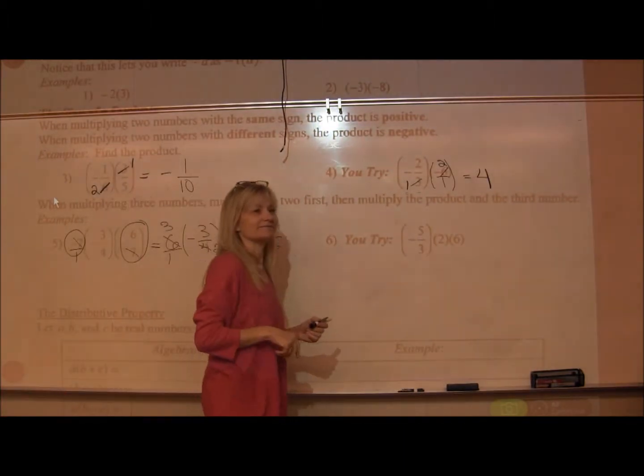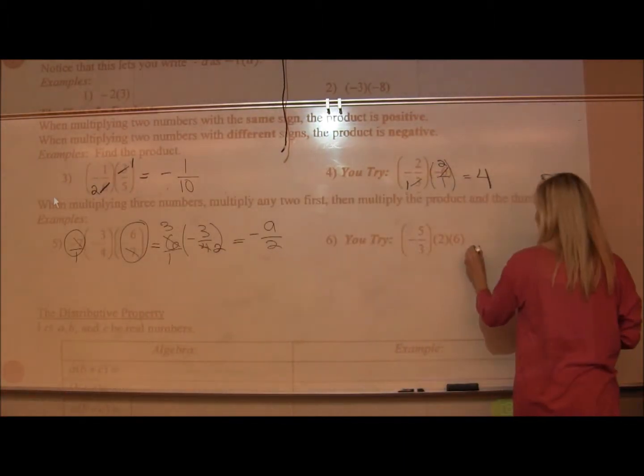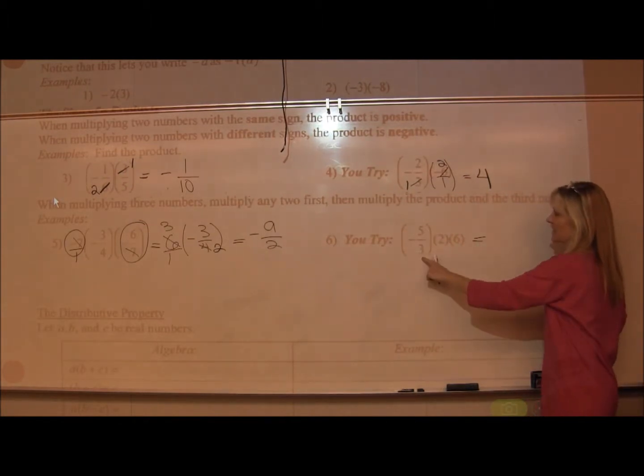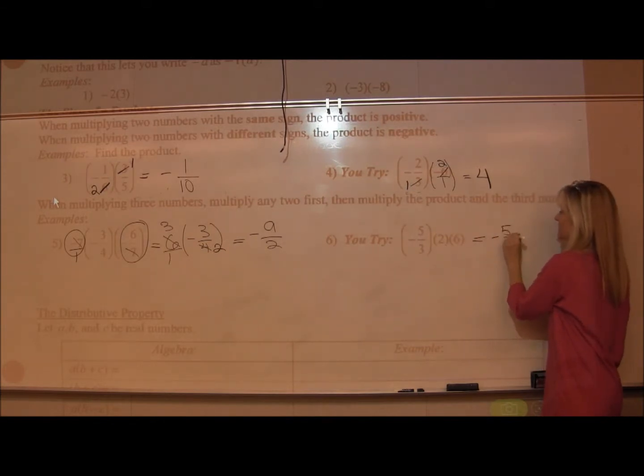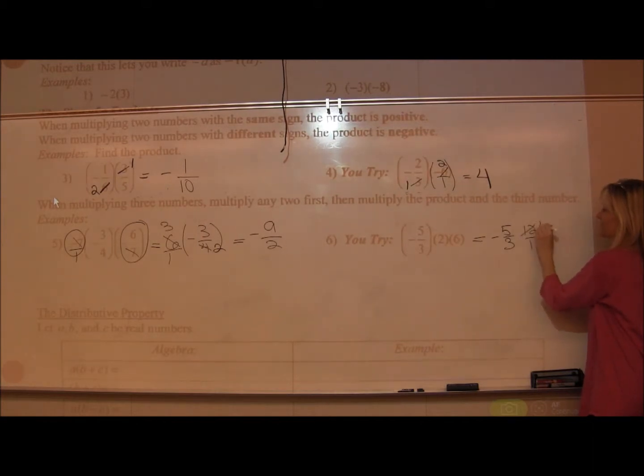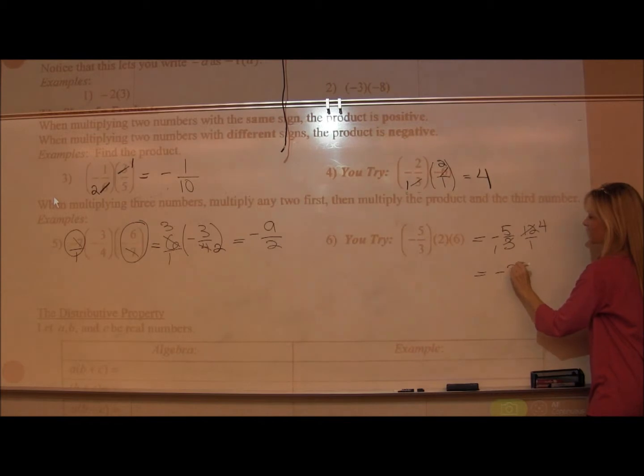What'd you get? -20. Okay, so you could multiply the 6 by the -5/3. You could multiply these together. Maybe we'll do that. So I have -5/3 times 12, which is the same thing as 12/1, if that helps you. Then that becomes a 4, because those cancel, and you have -20. All right.